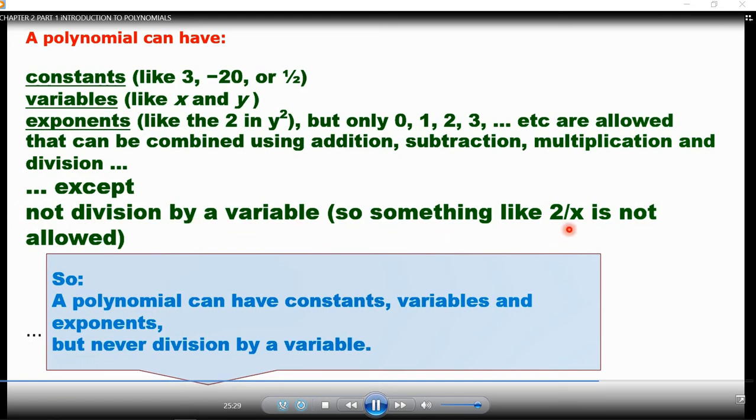So something like 2 upon x is not allowed, which I already explained to you previously, that you can divide by a constant term. That's why they have written division over here. Division has exceptional cases also, like a division by a variable is not allowed, but a division by a constant term is allowed. We saw this in the previous examples. A polynomial can have constants, variables, these are variables, exponents, here is an exponent, but never division by a variable. This is not allowed.